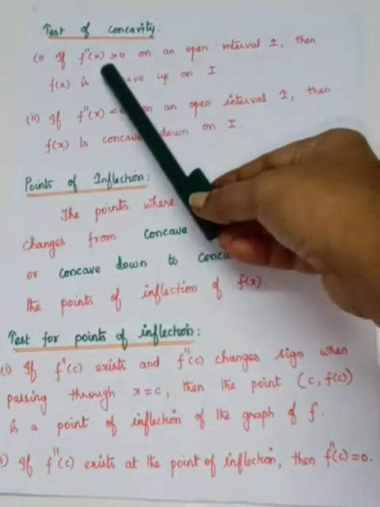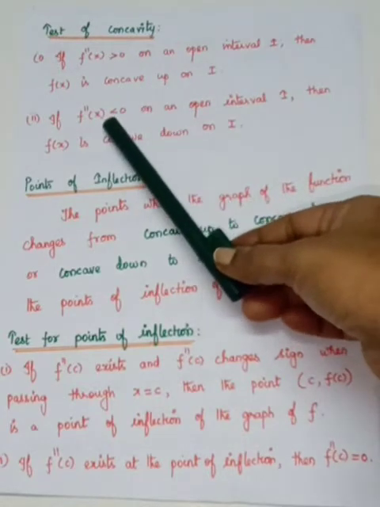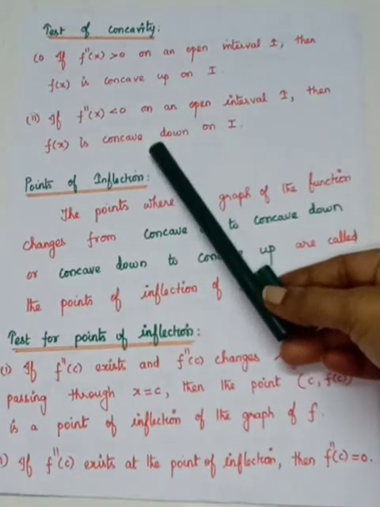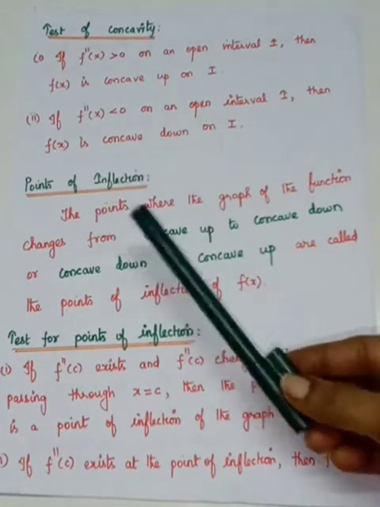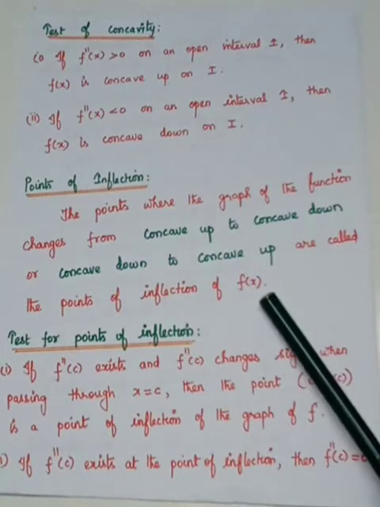So if the second derivative is greater than 0, the function is concave upward. If the second derivative is less than 0, the function is concave downward. Next we are moving to the point of inflection. It is the point where the function changes from concave upward to concave downward or concave downward to concave upward. Those points are called points of inflection for the curve.